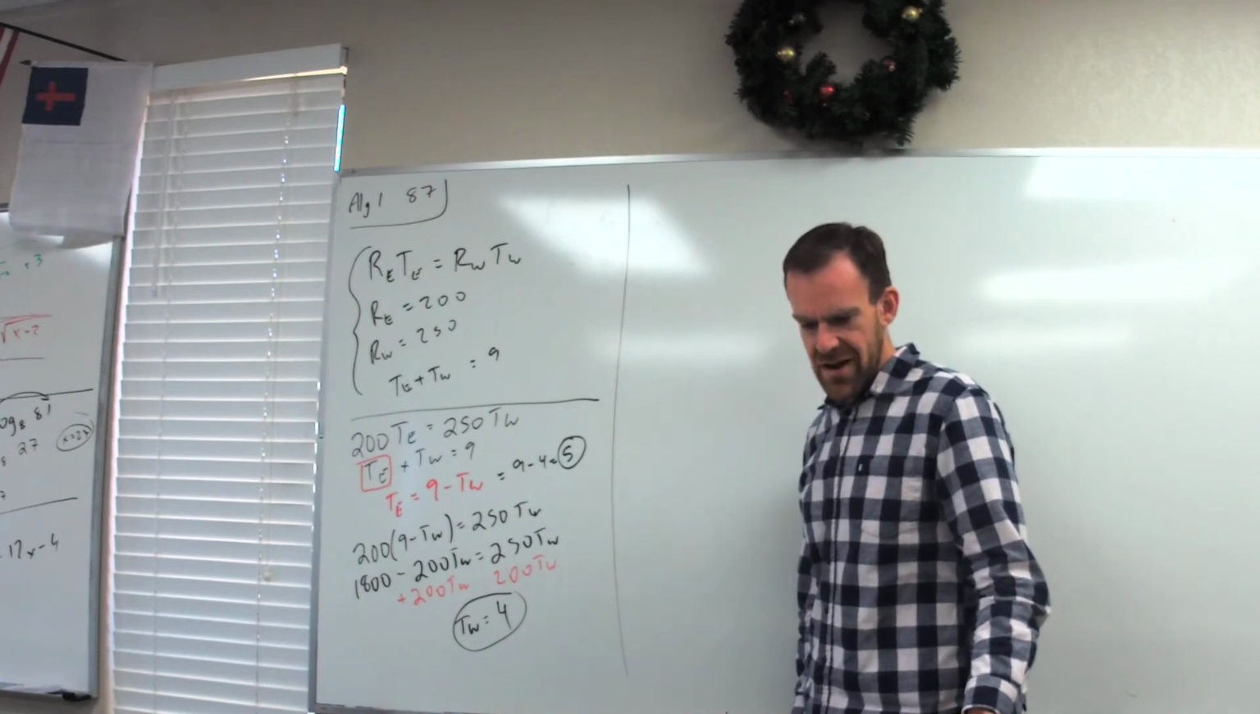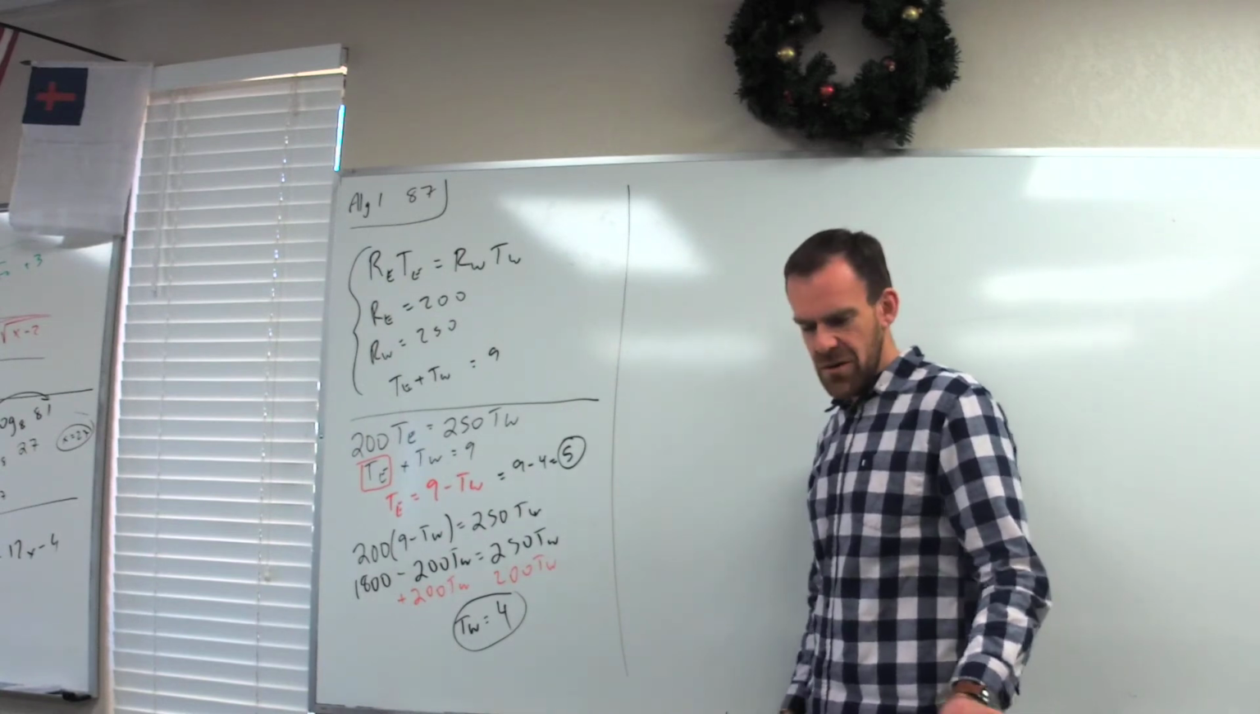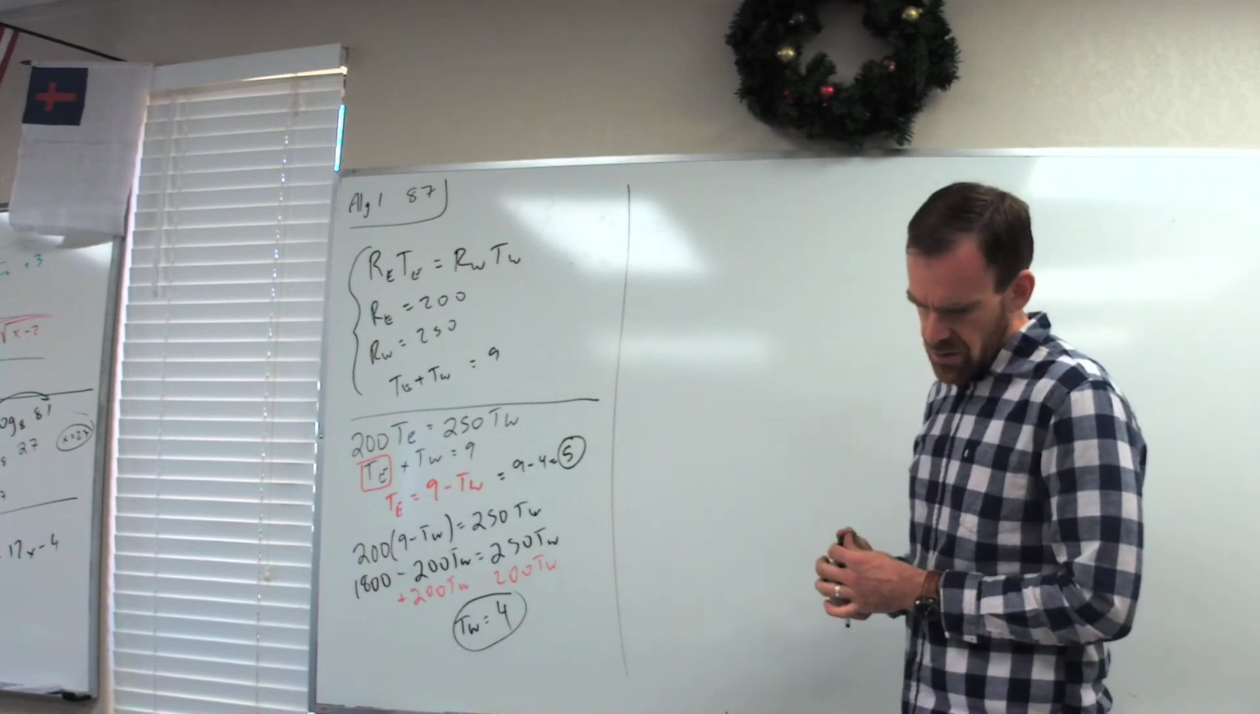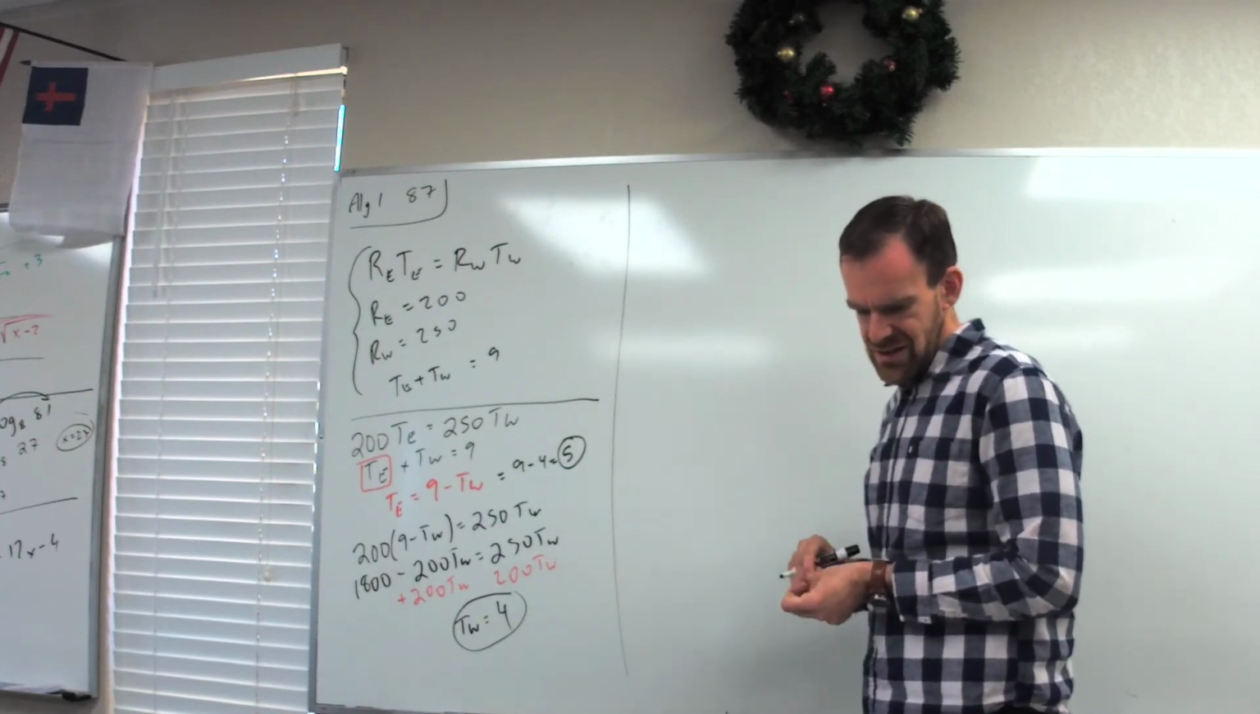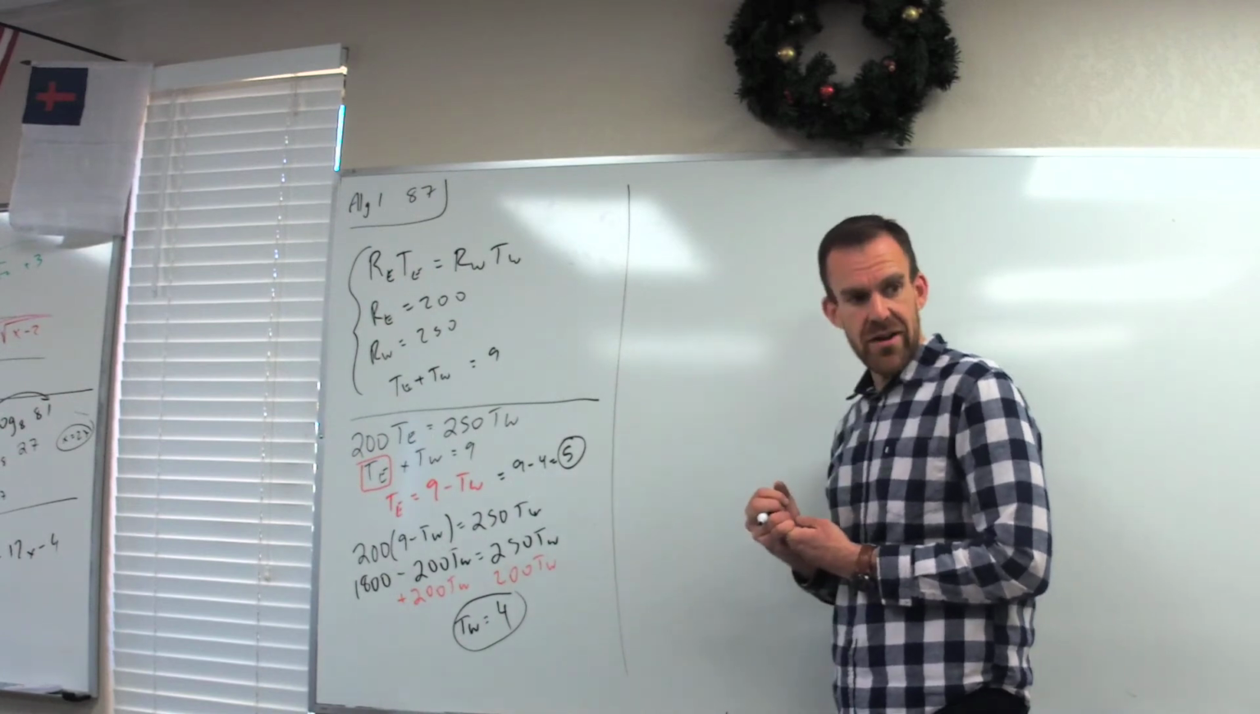Yep, TE is 5 and TW is 4. Oh, that's perfect. Okay, so that is that. Now, we are moving on to the second part of our lesson.